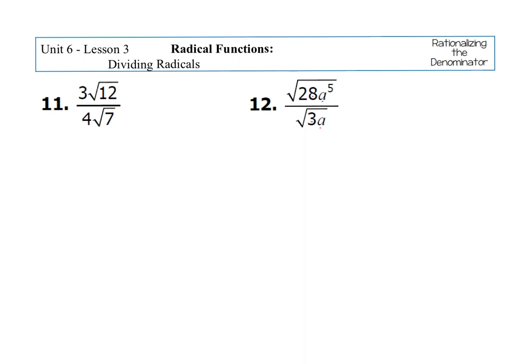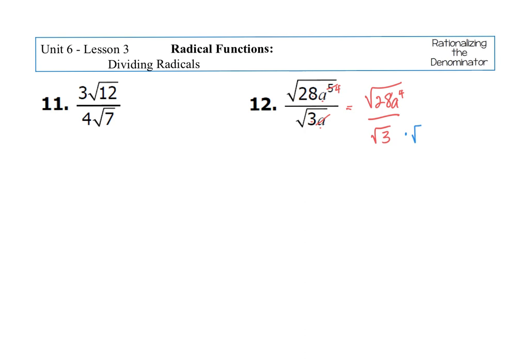We can simplify those. We could use our quotient rule. 5 minus 1, okay, we take out the 1 on the bottom, is 4. So we would rewrite this as the square root of 28a to the 4th over the square root of 3. Okay, now I can't have this square root of 3 in the bottom, and we already know that 28 and 3 do not divide into each other.